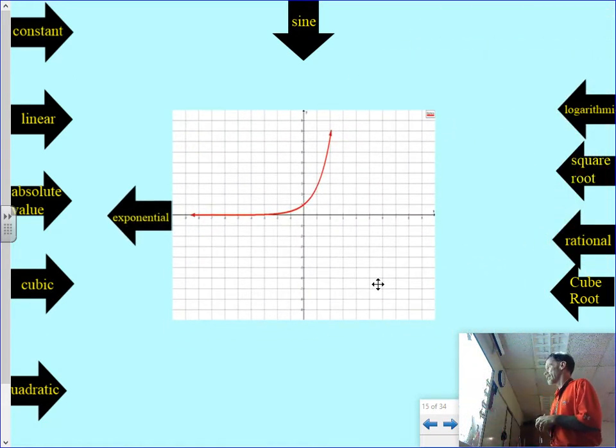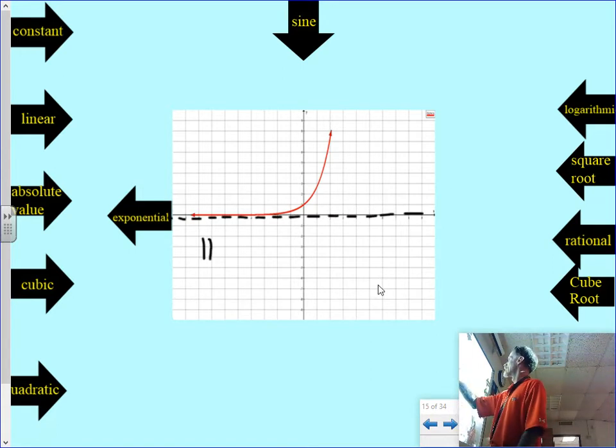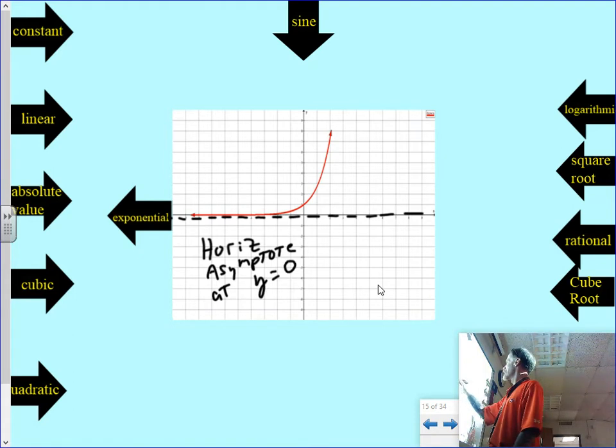So here's the graph of this thing. A couple things to notice about this. The graph of the exponential does have a horizontal asymptote at y equals 0, the x-axis. And the other thing I want you to know about the exponential, the parent function at least, is it has that y-intercept at 0, 1.